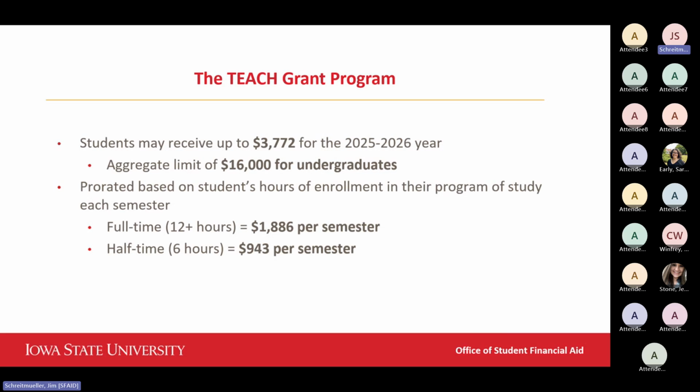What can you get if you're a part of the Teach Grant program? Students can receive up to basically another $3,700 for the school year, which would be split between the 2 semesters, and can receive up to $16,000 during their undergraduate career. It's going to be prorated based off their program of study, but basically, if you're a full-time student, you're going to be getting right around $1,800 per semester if you are participating in the Teach Grant.